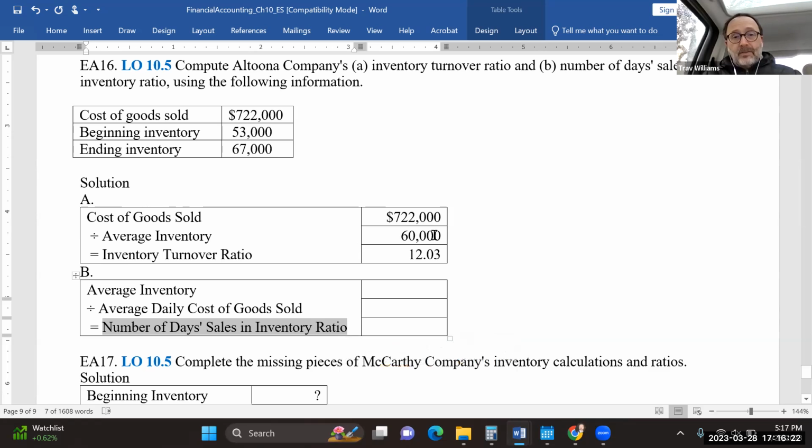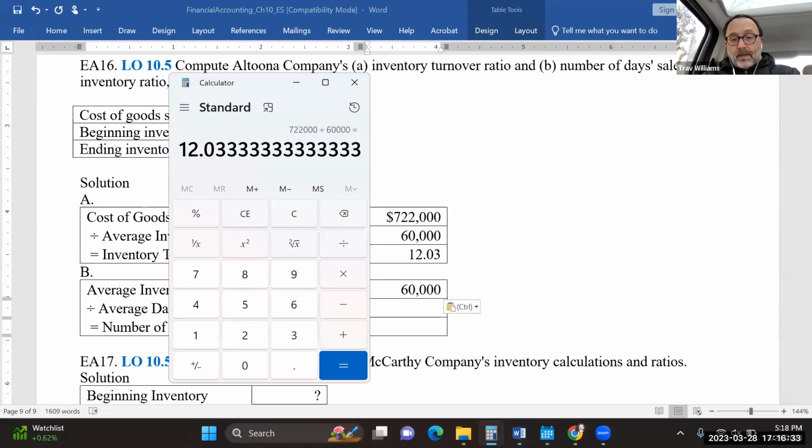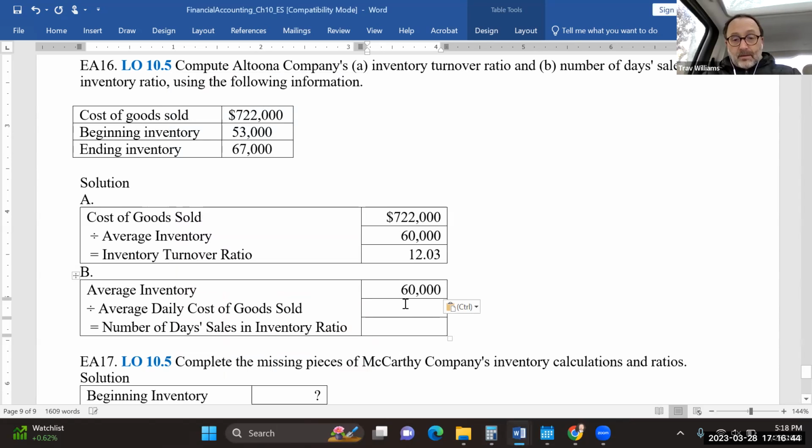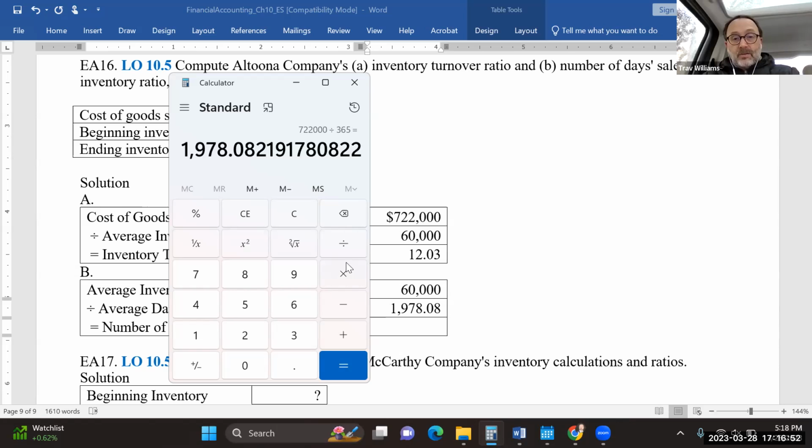They want us to take our average inventory, which we already calculated here is 60,000. Then we take our cost of goods sold, divide that by 365 to get an average daily cost of goods sold. So it's 1,978 and 8 cents. And then we take average inventory, divide it by that average daily cost of goods sold. So in this case, we get 30.33.